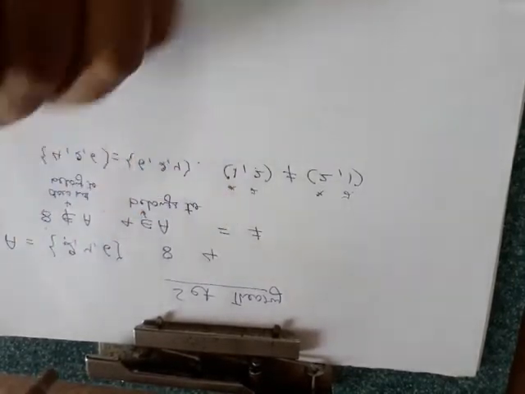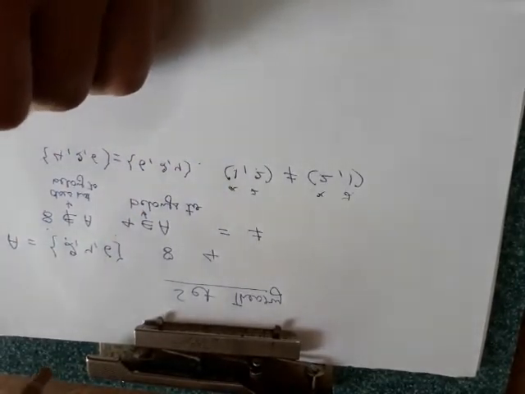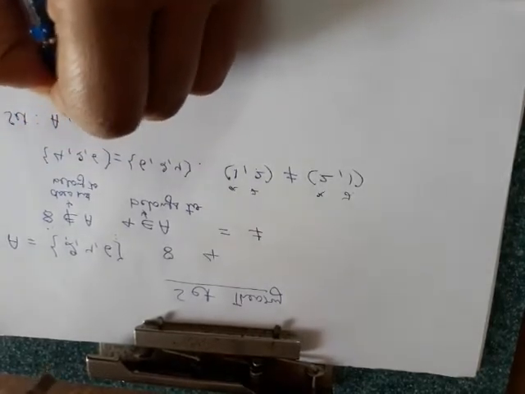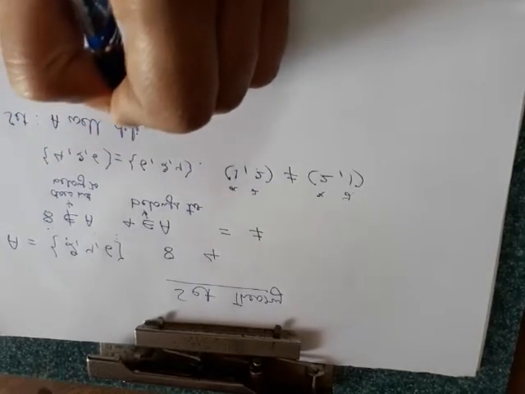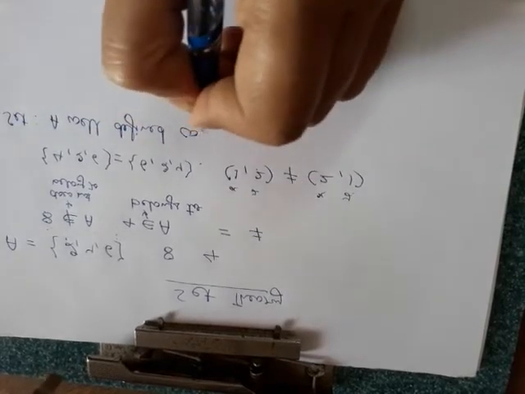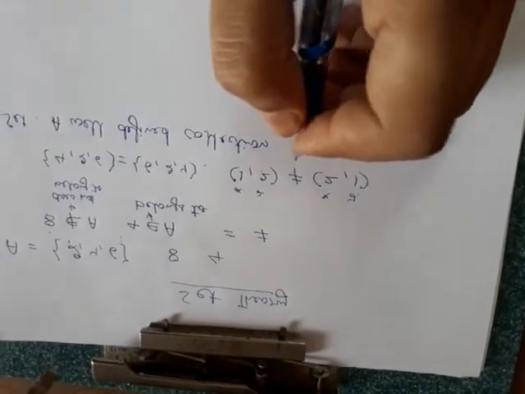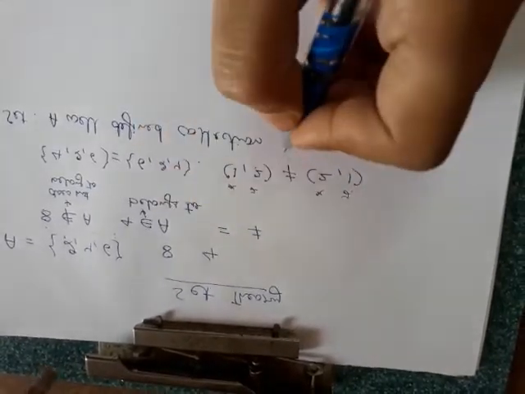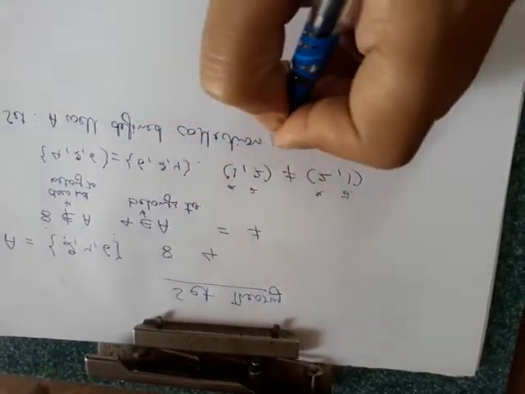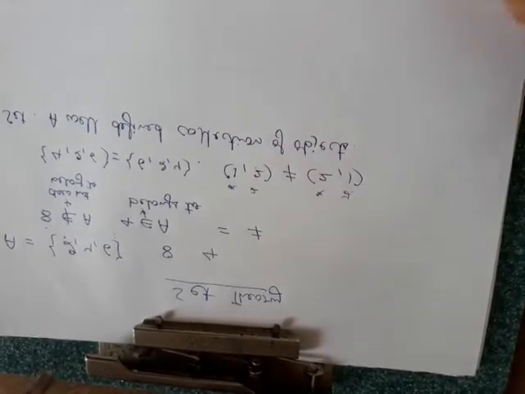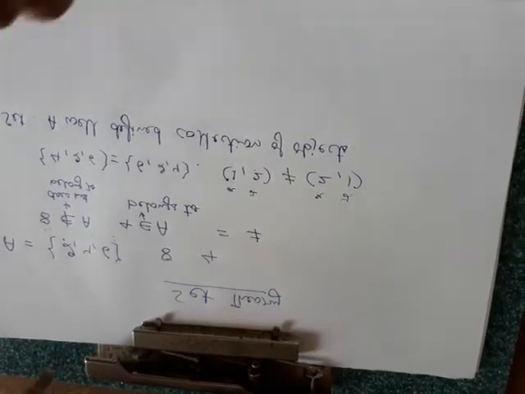So firstly, the definition is very important. What is a set? A well-defined collection. It is a collection as well as it is well-defined. Elements can be identified. So it is a well-defined collection of objects.